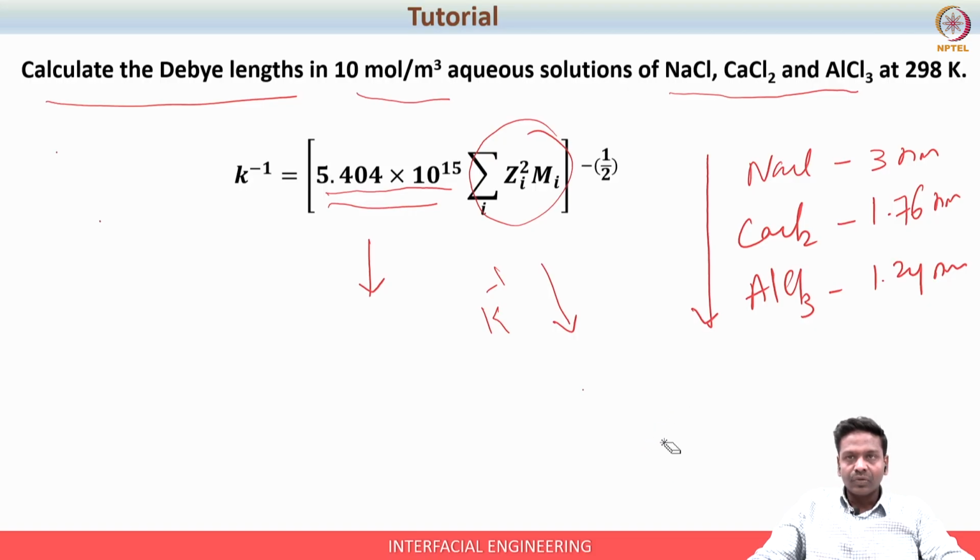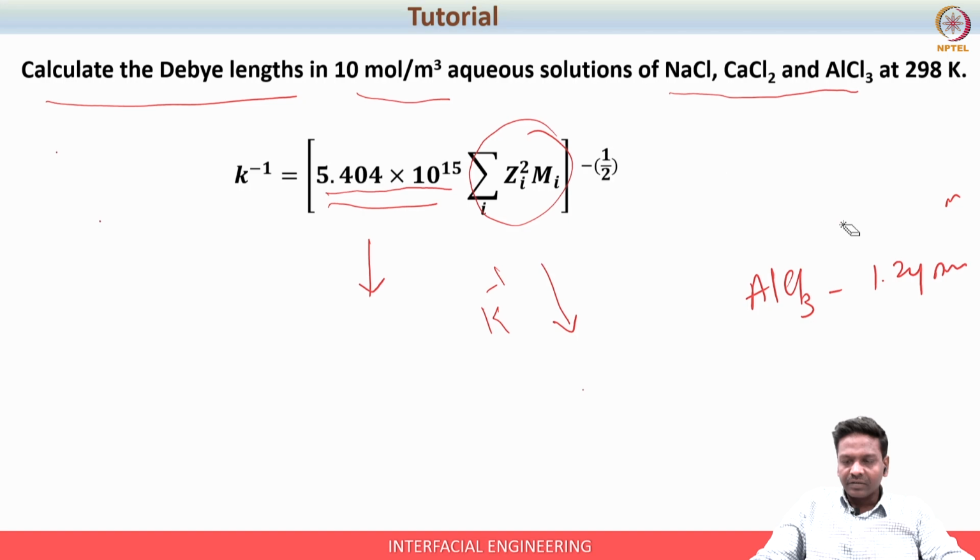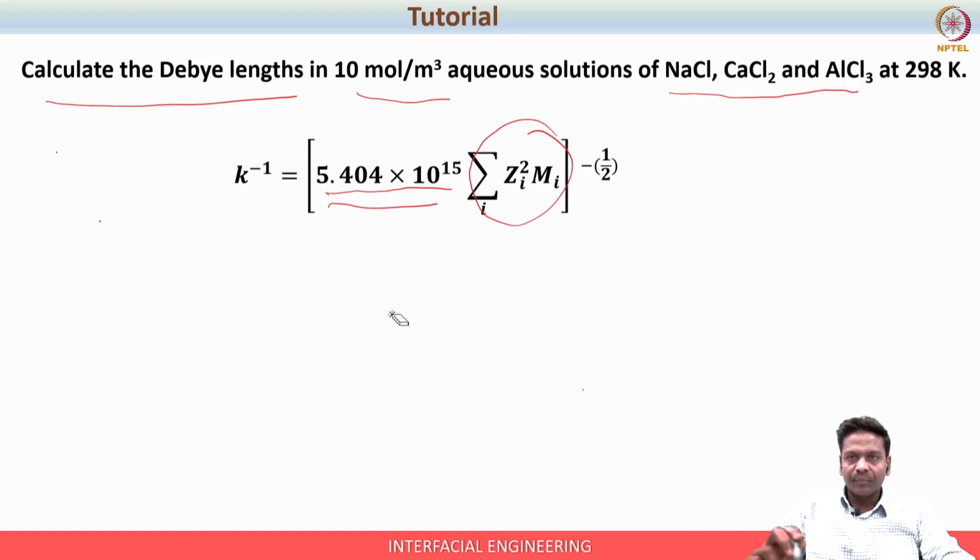Okay. So this is how you have to determine the Debye screening length for a given problem. There can be many more applications that you may come across based on the information given here, that is K inverse, right, that is the Debye screening length.